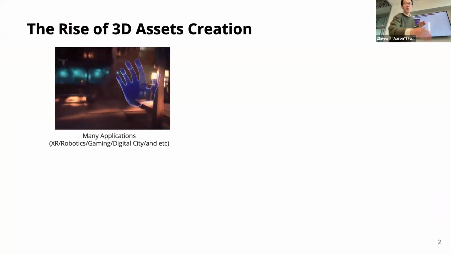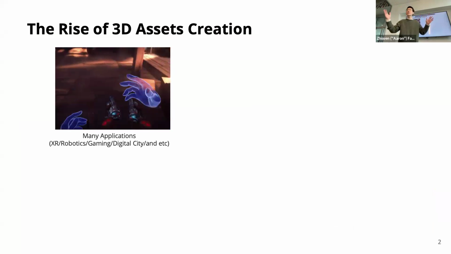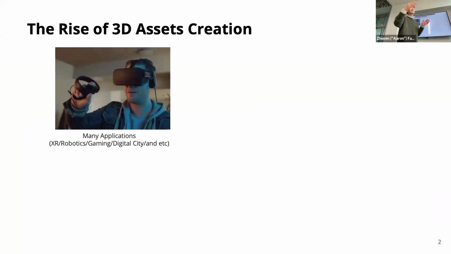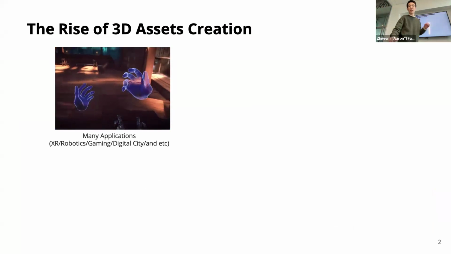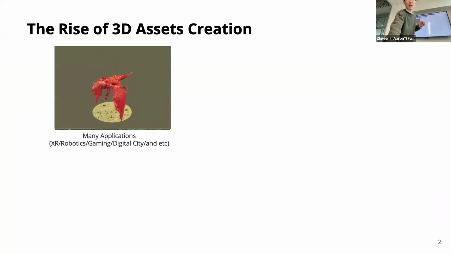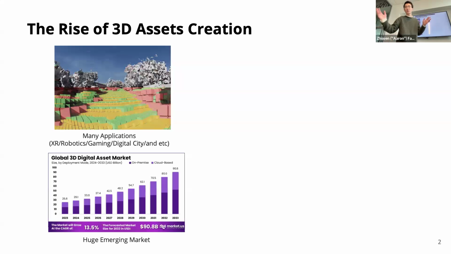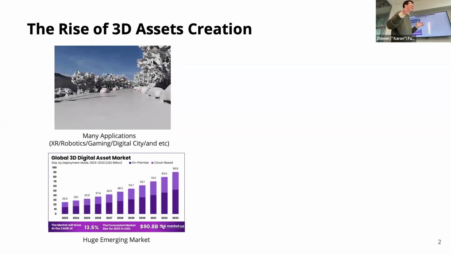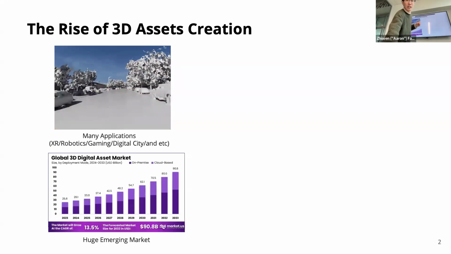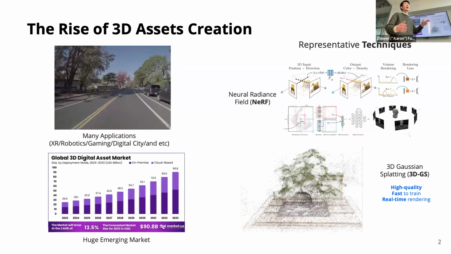The rise of 3D asset creation enabled by artificial intelligence allows us to generate high quality 3D models from very simple inputs like images, text descriptions, or a panorama image. They are driving industries from extended reality to robotics, gaming, and urban planning. The market is quite booming and expected to reach $33 billion by 2025. The technological innovations in 3D representation, including the neural radiance field and 3D Gaussian splatting, are driving the change.